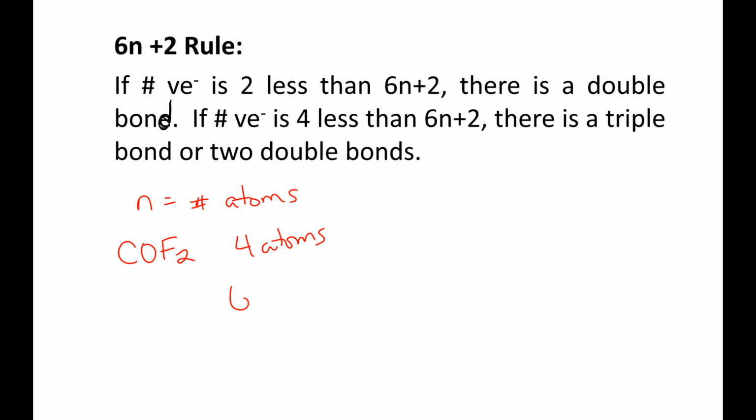So 6n+2 will be 6 times 4 plus 2, which is 26 valence electrons. And we had 24. So we had 2 valence electrons less than 6n+2. So I knew right away that it was a double bond. But as I said, these are the 2 ways you can figure it out. I'll keep using the other way, and then I'll show you both, actually, if I can.